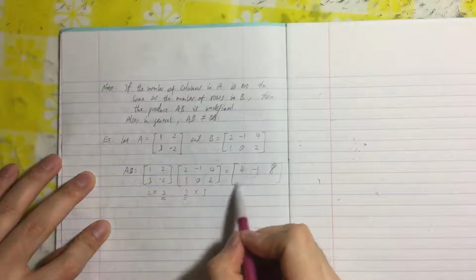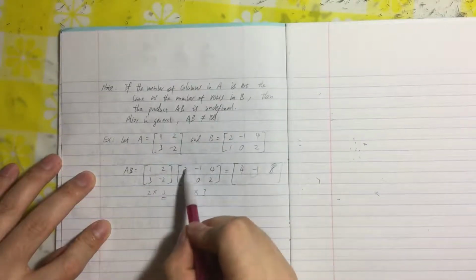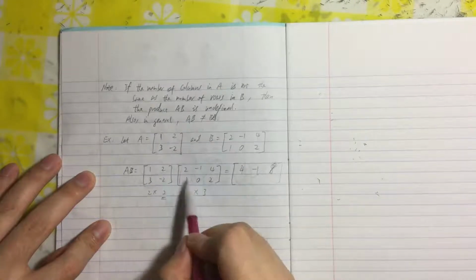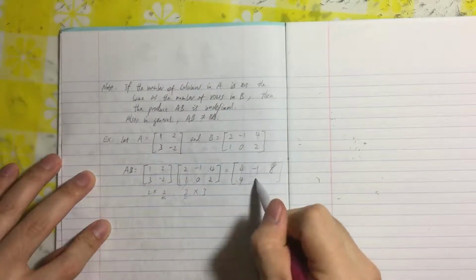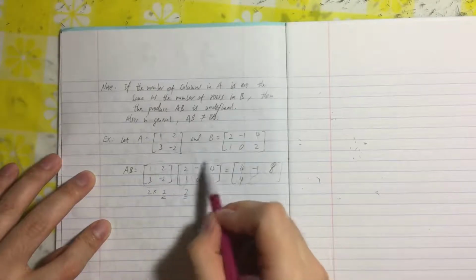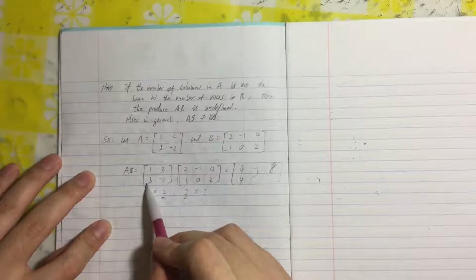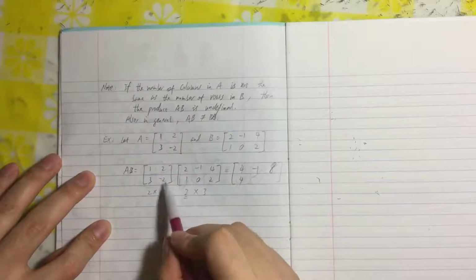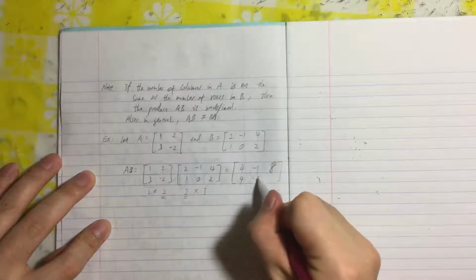That's in the second row, first column. So I take second row times first column. 2 times 3 is 6. Negative 2 times 1 is negative 2. 6 plus negative 2 is 4. That's in the second row, second column. So I take second row times second column here. Negative 1 times 3 is negative 3. 0 times negative 2 is 0. So I get negative 3.